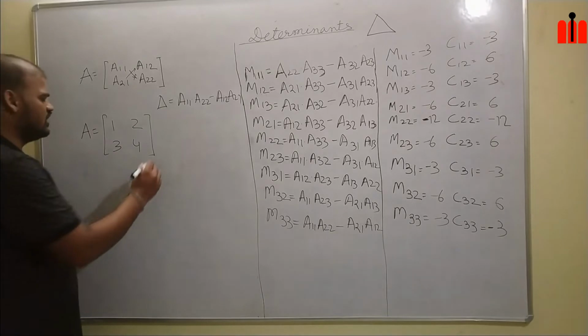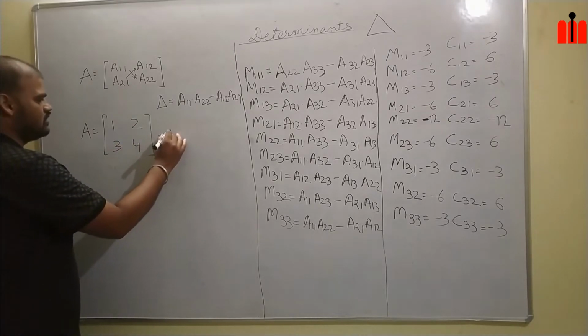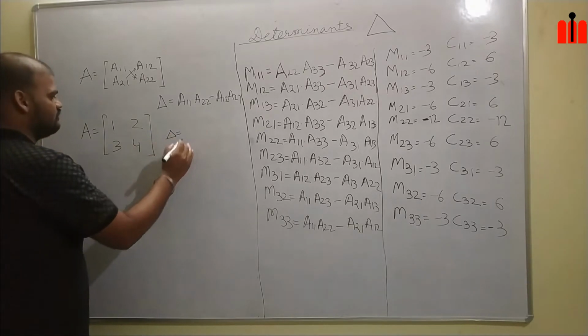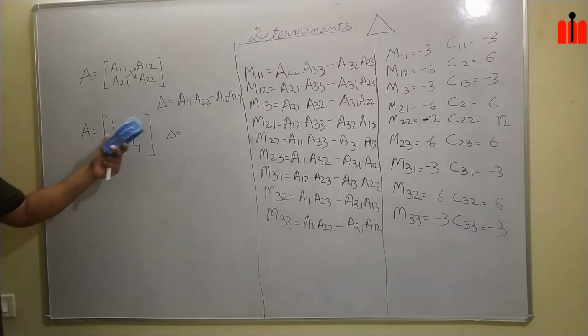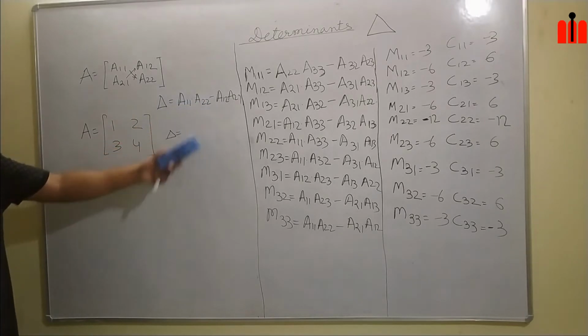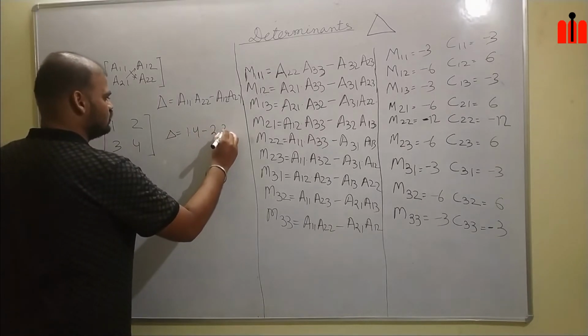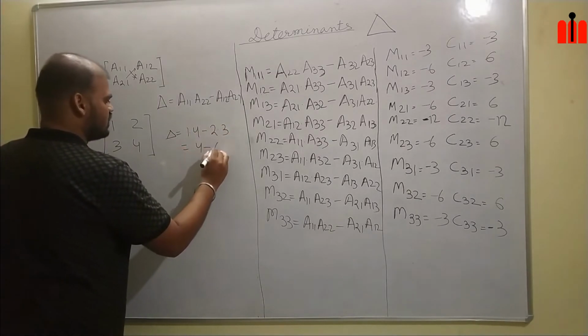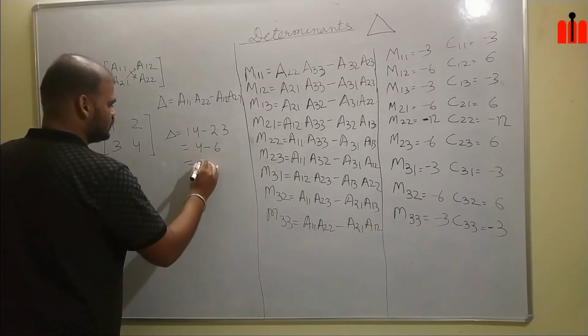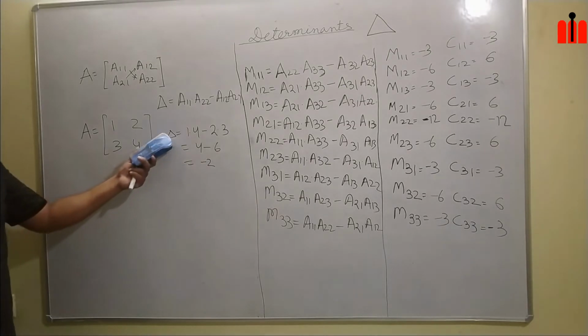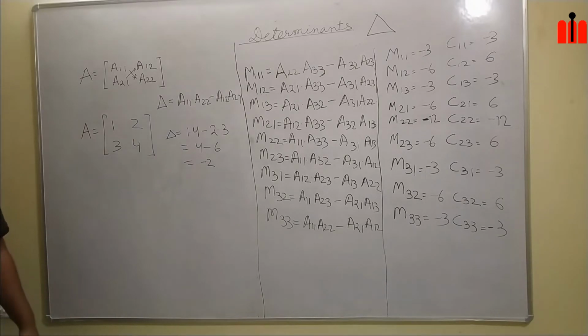Now let's find the determinant for our example. For this, our determinant delta will be 1 into 4, since A11 is 1 and A22 is 4. So 1 into 4 minus 2 into 3, which is 4 minus 6, which is equal to minus 2. Delta is the symbol for determinant.